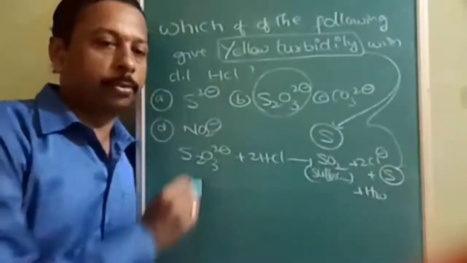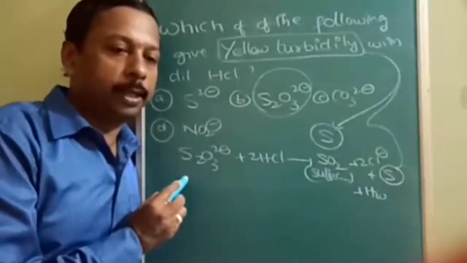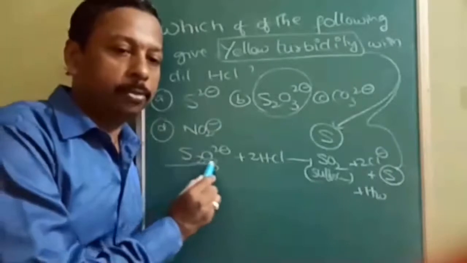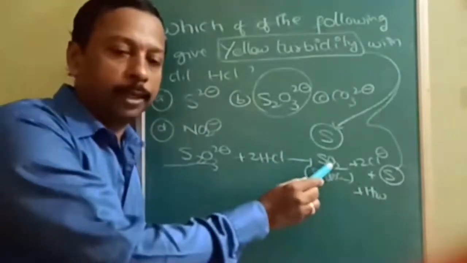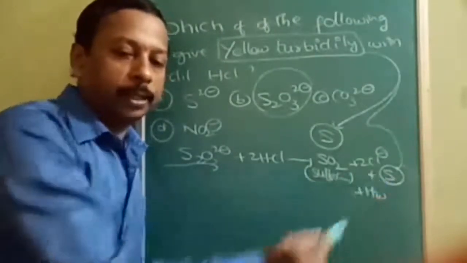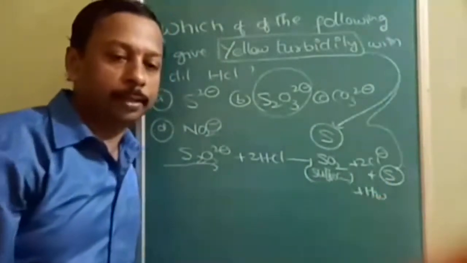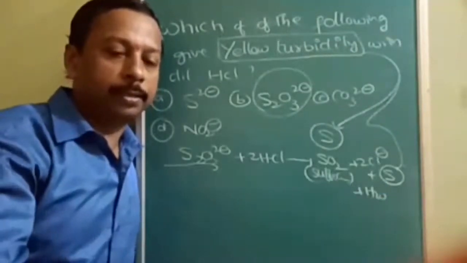Is it understood? Which of the following gives yellow turbidity with dilute HCl? The acid radical is S2O3 2 minus. It reacts with HCl to form suffocating sulfur dioxide along with S. The S is of colloidal nature. And what is a colloid? You will study, or have studied, it in surface chemistry.